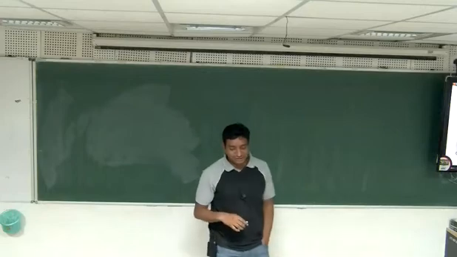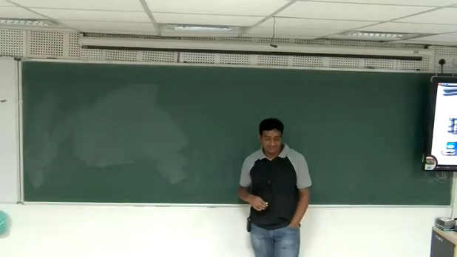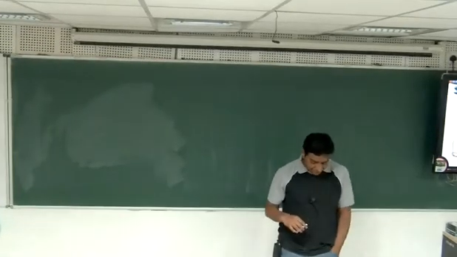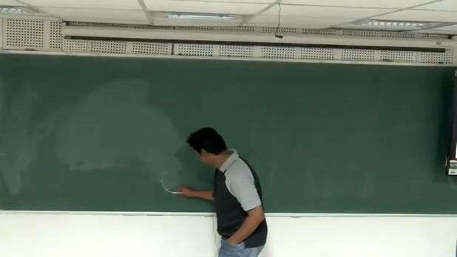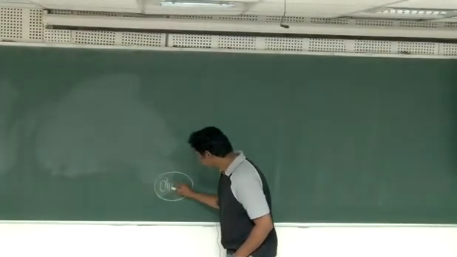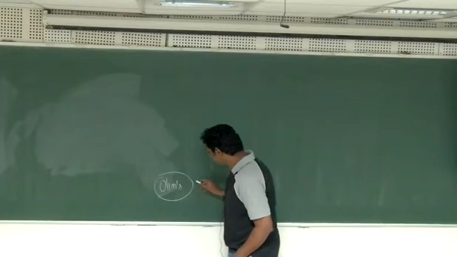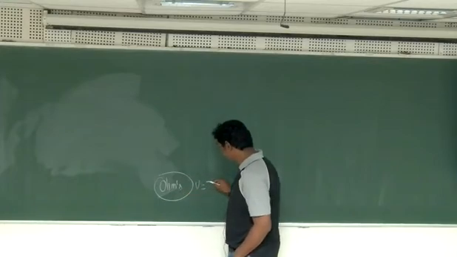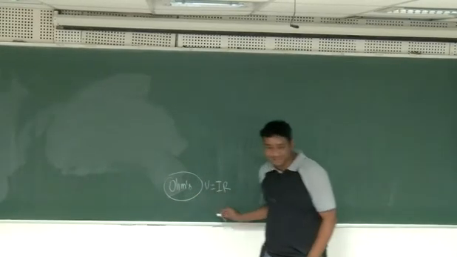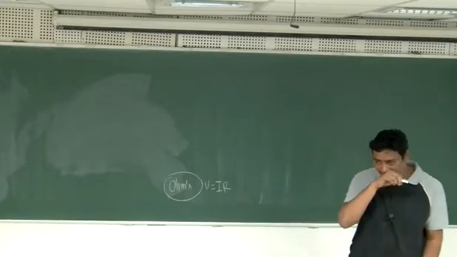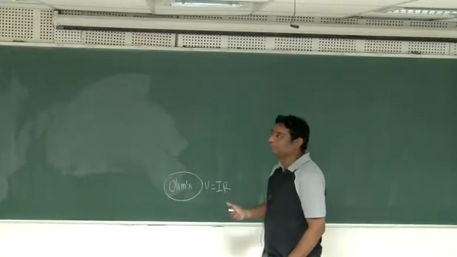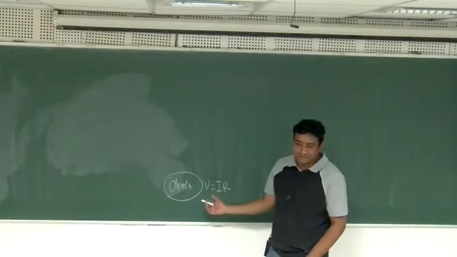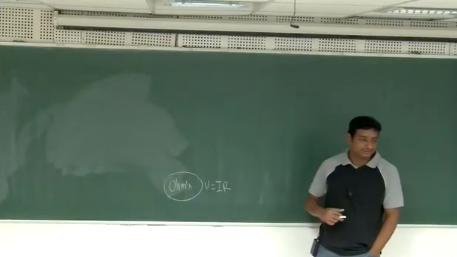Let us start the next lecture. So we started with, I'll just write it here, Ohm's law. So that is V equal to IR. So voltage is current into resistance. That was our starting point. Then what did you do after this, based on Ohm's law?